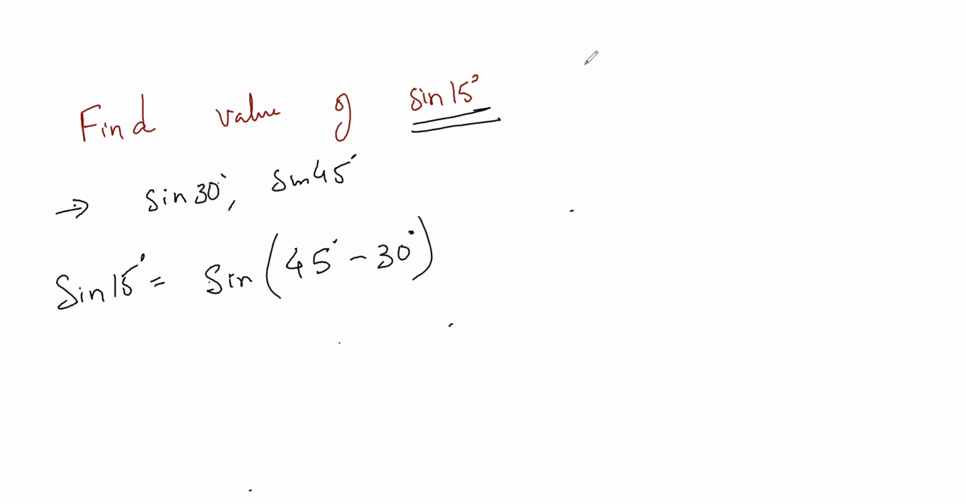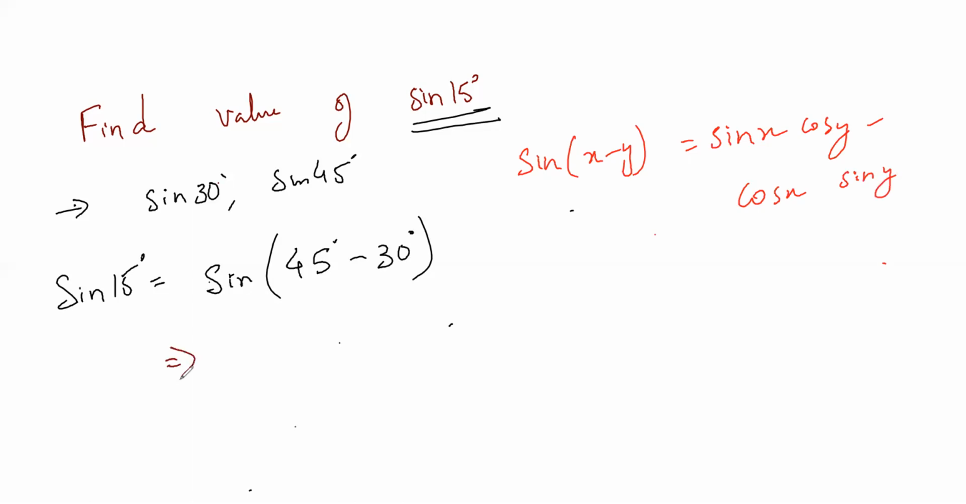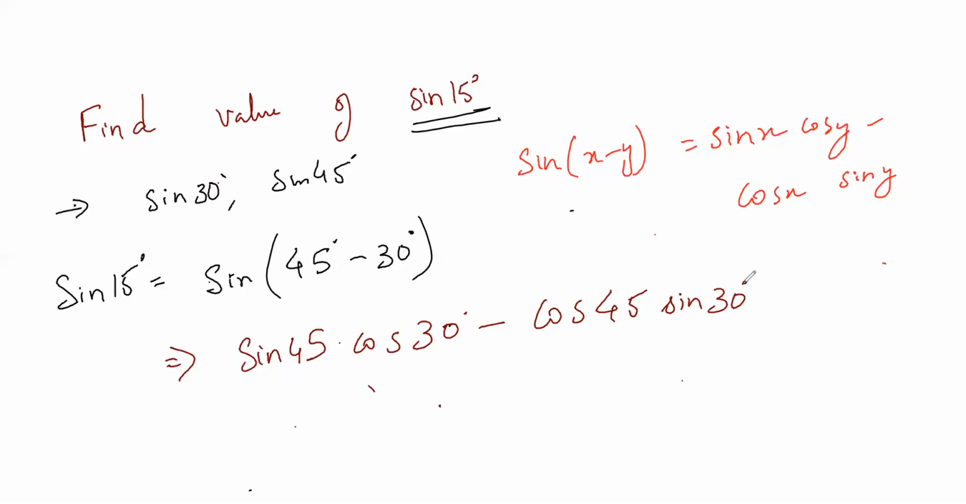So by using the formula, what is the formula? Sine of x minus y is sine x cos y minus, what is it? Cos x sine y. So substituting the same thing here, we'll get what? Sine 45 cos 30 minus cos 45 sine 30. Now just substitute the values. Sine 45, what is the value? 1 by root 2.